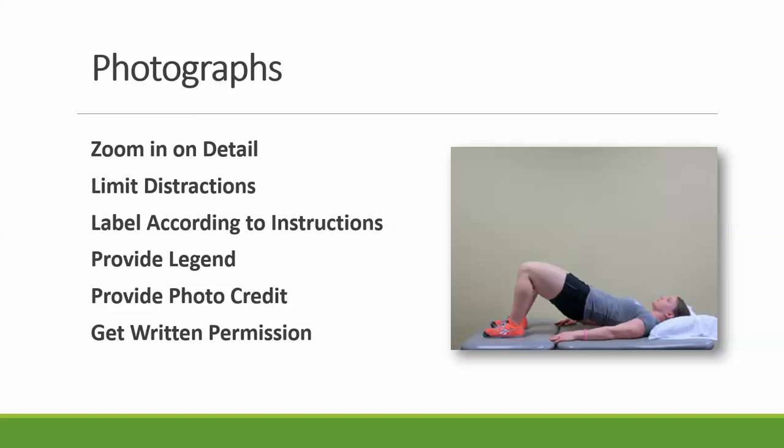Again, look at the journal recommendations or the requirements for labeling, providing legends, things like that. Photo credits are only necessary if it comes from somebody else. And if you're getting something from a different journal, remember you need to get written permission, and oftentimes that costs money too, to use somebody else's picture. So if possible, just take your own.